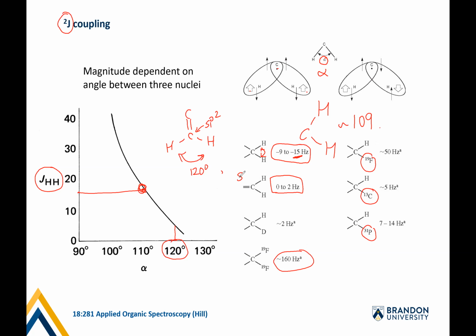sp2 hybridized carbon or sp3. And so quite large coupling values for sp3, quite small for sp2. And it's based upon this angle. I guess the closer together that it is, the electron density is supposed to have better overlap, so the transfer of information can be better.